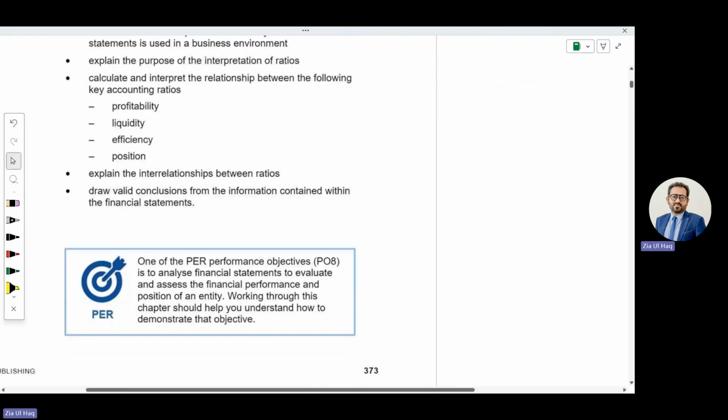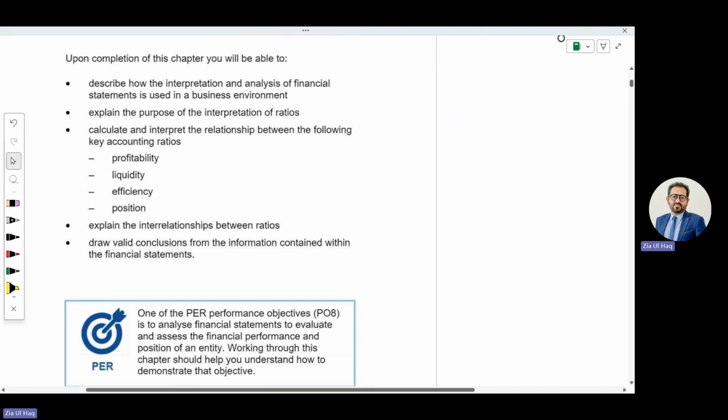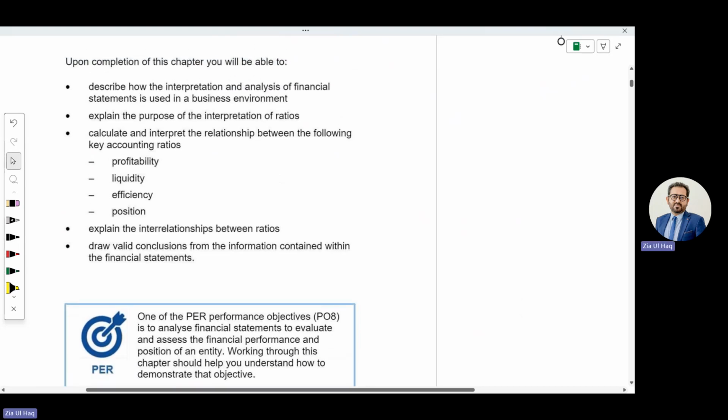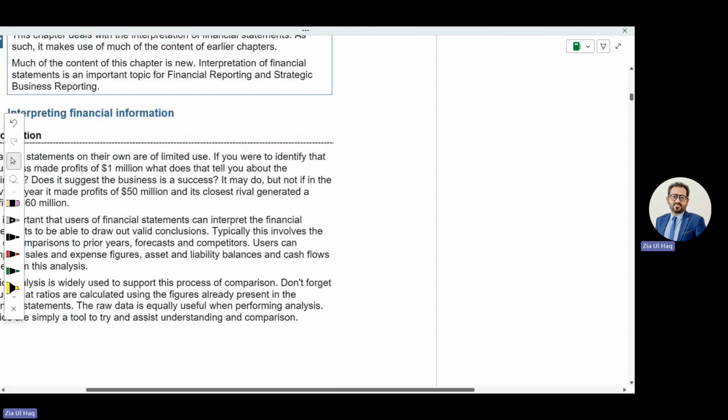And there are different types of ratios that we need to learn. There are some ratios relating to profitability, some ratios relating to liquidity, some ratios relating to efficiency, and some ratios relating to position. What are the ratios relating to profitability?